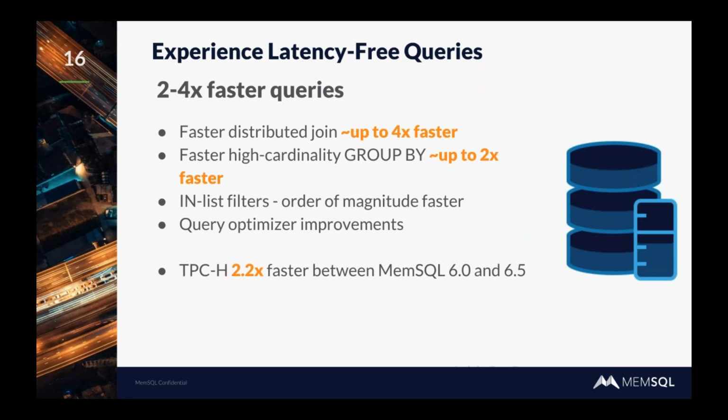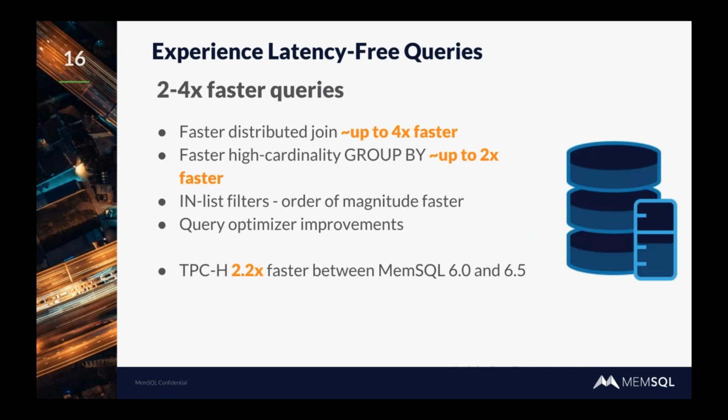Our query performance is 2 to 4 times faster for existing workloads. And the main improvement in this area is to do with faster distributed joins. These are up to 4 times faster, and so anybody who's interested can contact us or ask a question at the end. I can tell you how it works. It's a little bit technical, but we've made some very significant performance improvements for distributed joins.